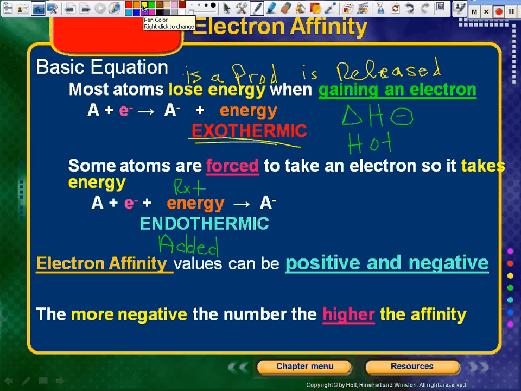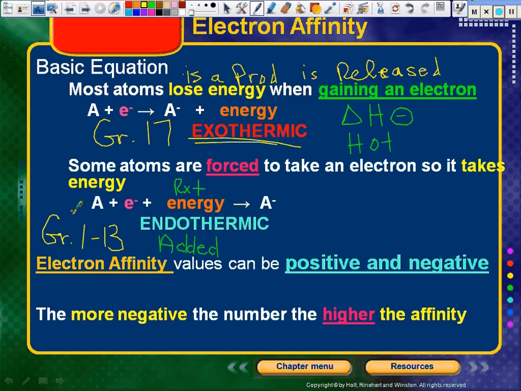Now, which groups want to take an electron and you don't even have to force them to? Very good. So we can put group 17 right here. Which group is going to fight you and fight you and fight you to take one? Groups 1 through 13.